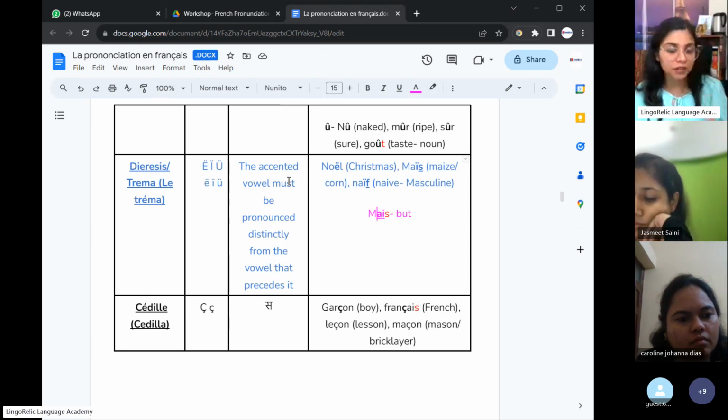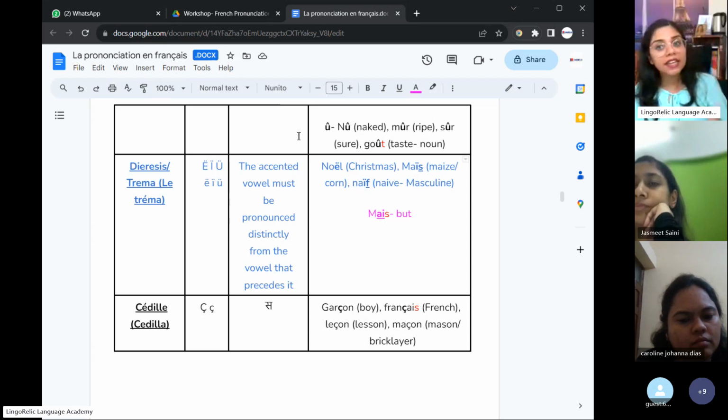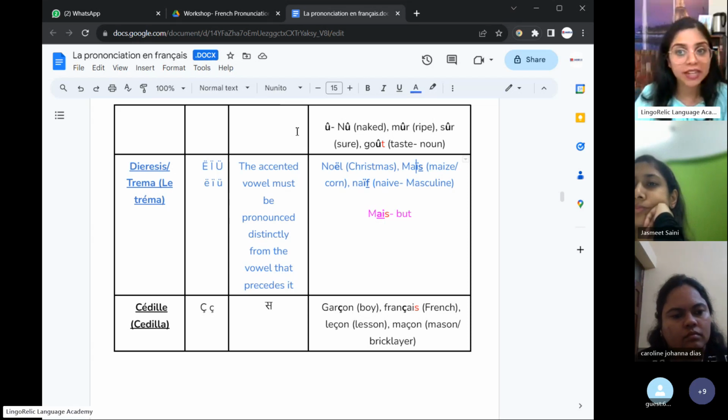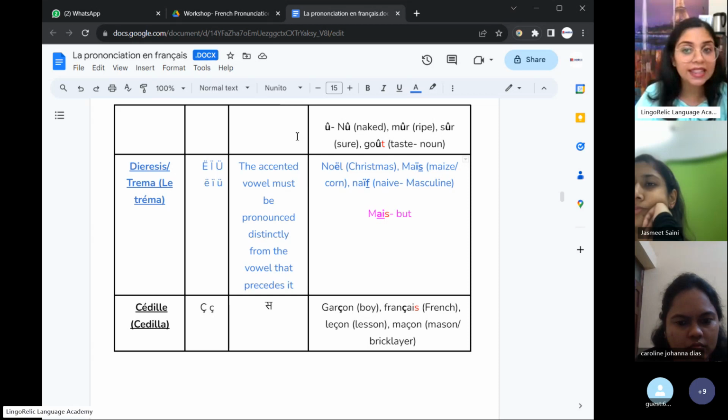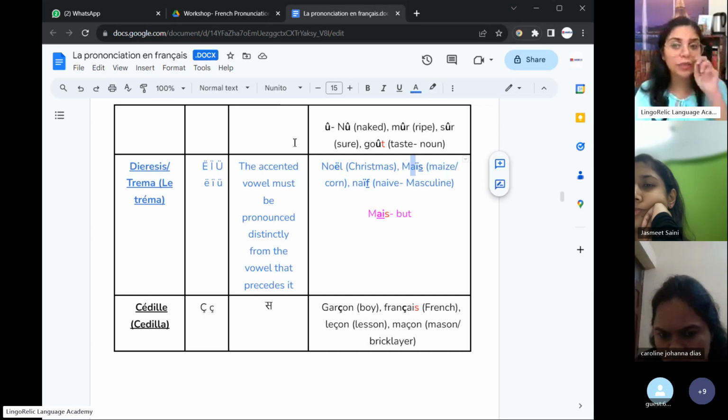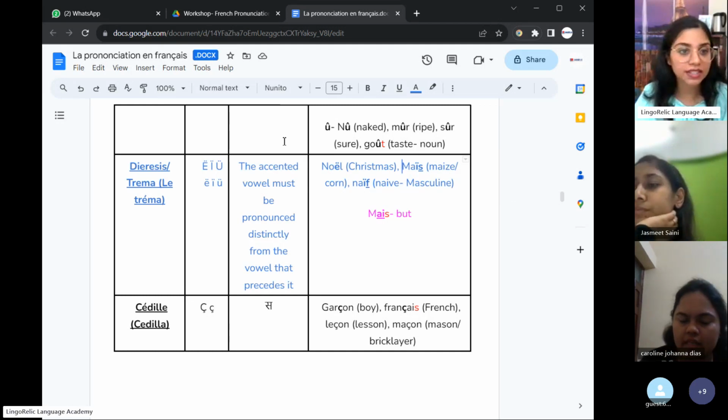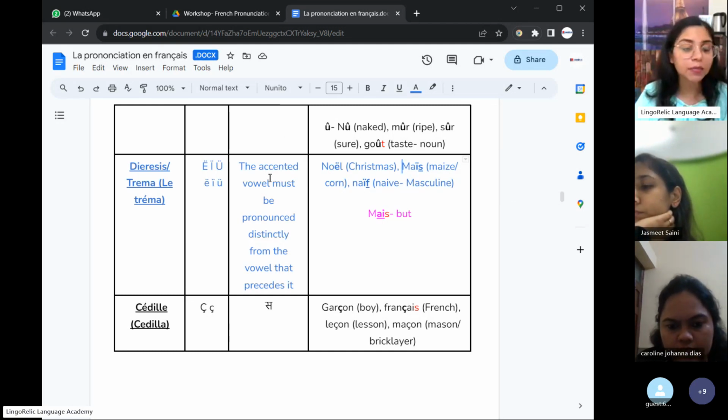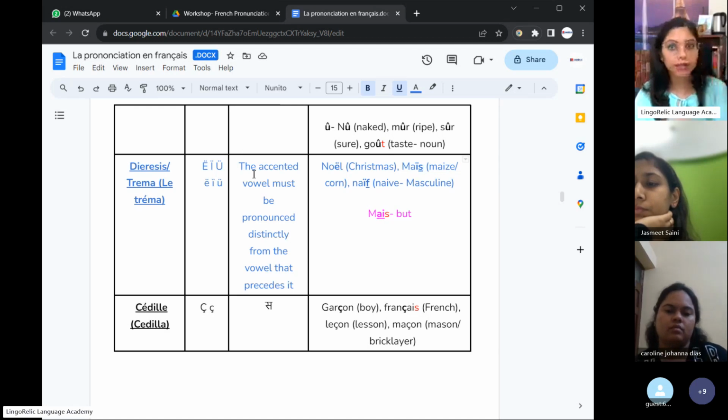"Mais" means but. Whereas when the second vowel gets a trema on top of it, the two vowels will not be pronounced combined. They will be pronounced separately, and now this becomes "maïs". The S is also sounded in this case. So "mais" is a word for saying but, whereas "maïs", with a similar spelling but a trema on top, becomes maize or corn. The word is entirely different, pronunciation-wise, meaning-wise, spelling-wise.